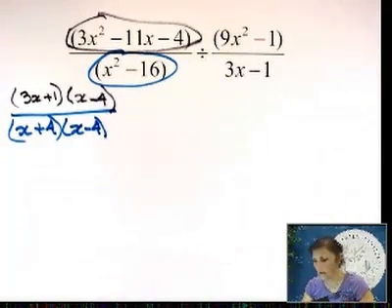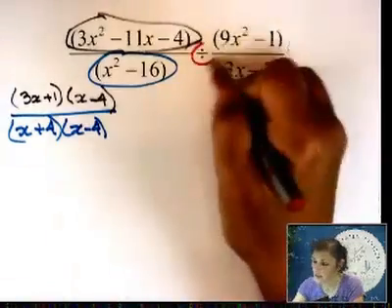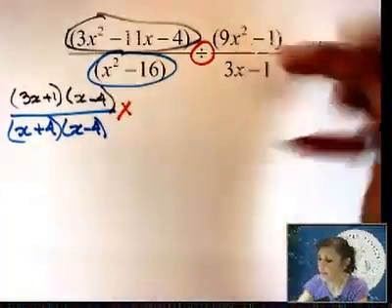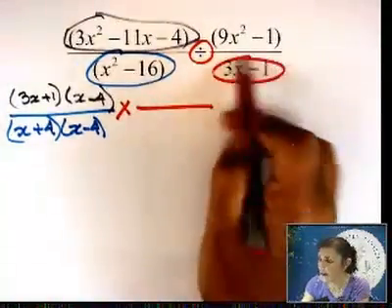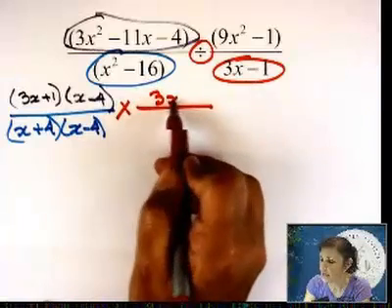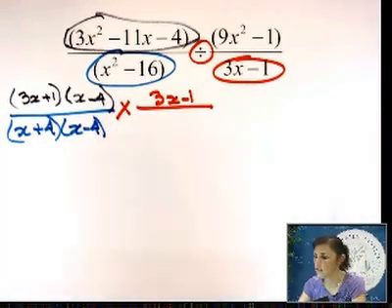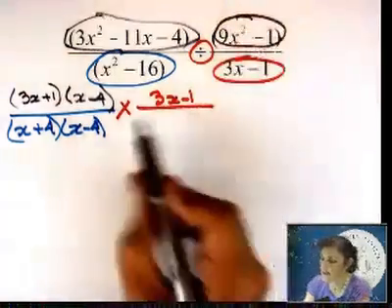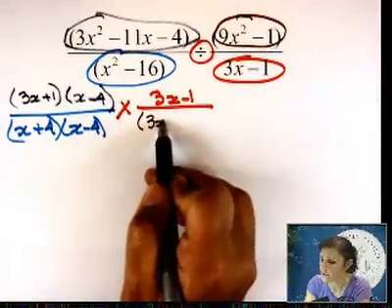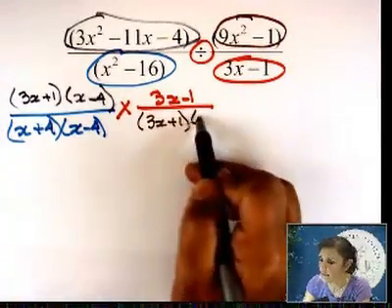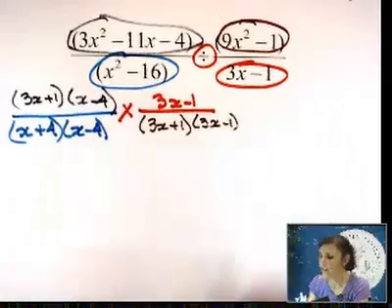Let's change the division into multiplication and flip them. You're going to have a 3x minus 1 on top. And this one is going to be a difference of 2 squares, and that's going to factor out as 3x plus 1, 3x minus 1. So I factored everything out.